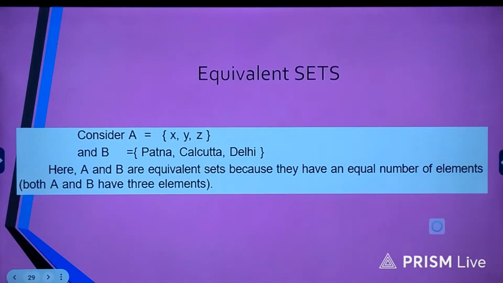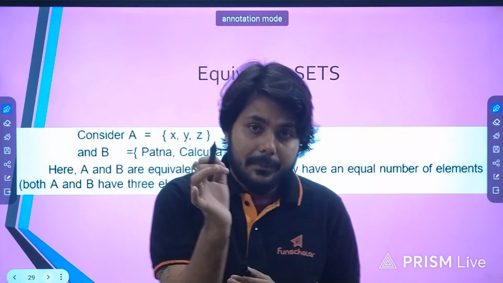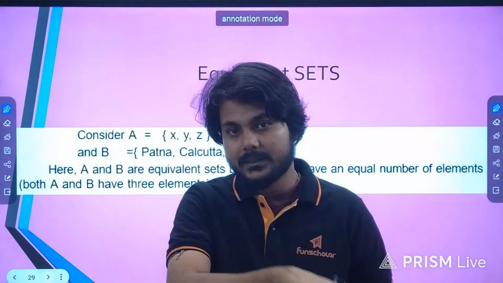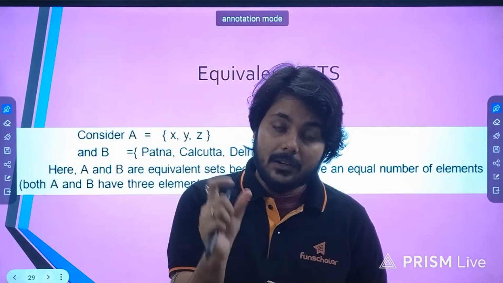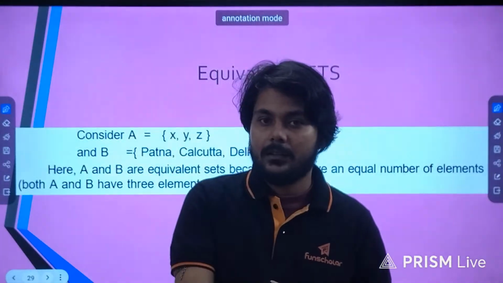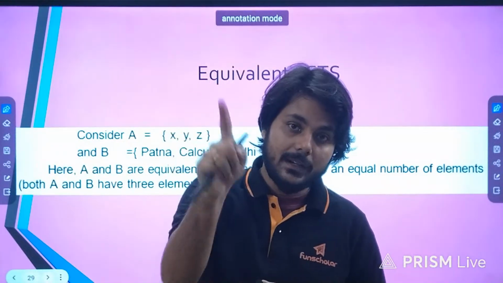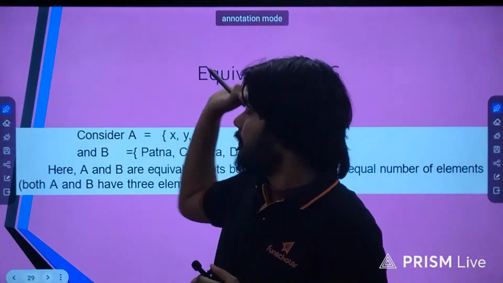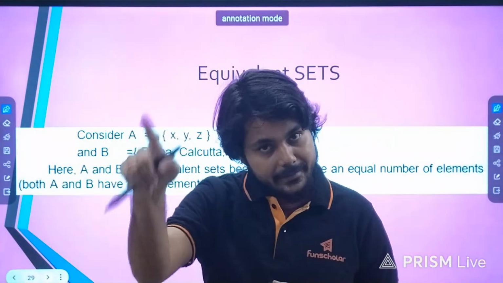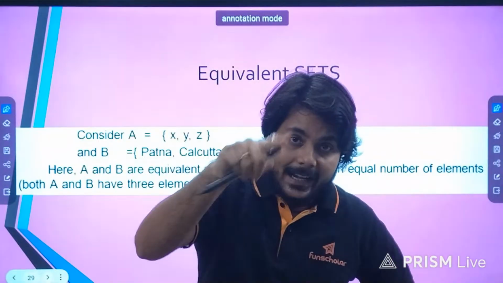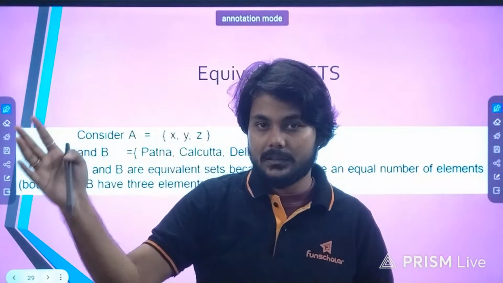Equivalent sets. If the number of elements are same in two sets, then the two sets will be called equivalent sets. If the number of elements are equal in two different sets, then those two sets will be considered equivalent sets. And if the number of elements are same as well as the elements are also same, then those two sets will be considered as equal sets.